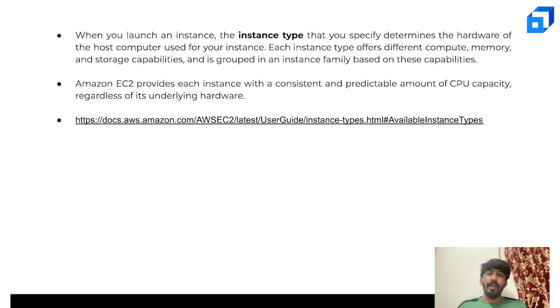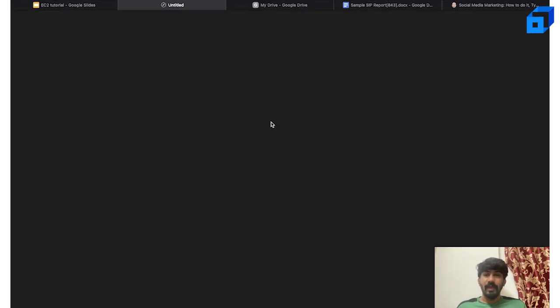But one more point which Amazon is telling is that Amazon EC2 provides each instance with a consistent and predictable amount of CPU capacity. So whatever you choose, that will exactly be given to you. It will be provided consistently and predictably, so that whatever your underlying hardware is, the capacity you choose will always be provided to you.